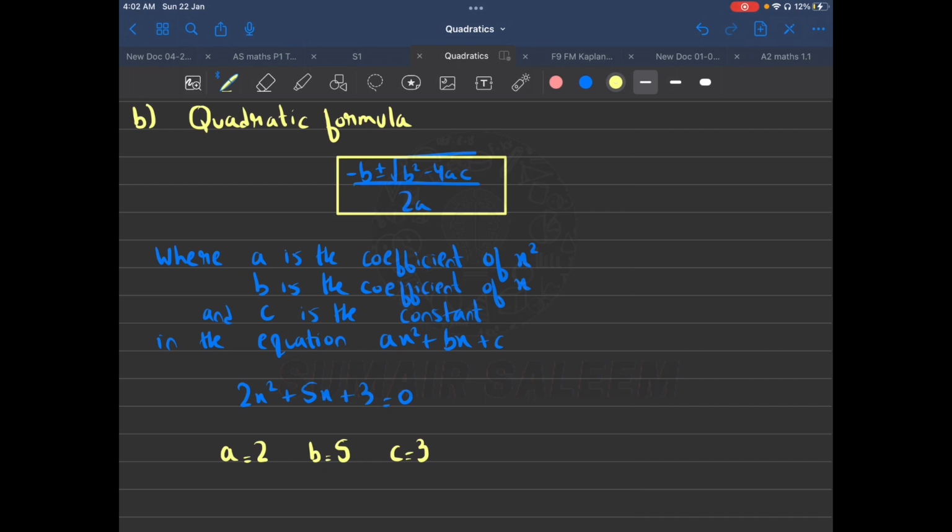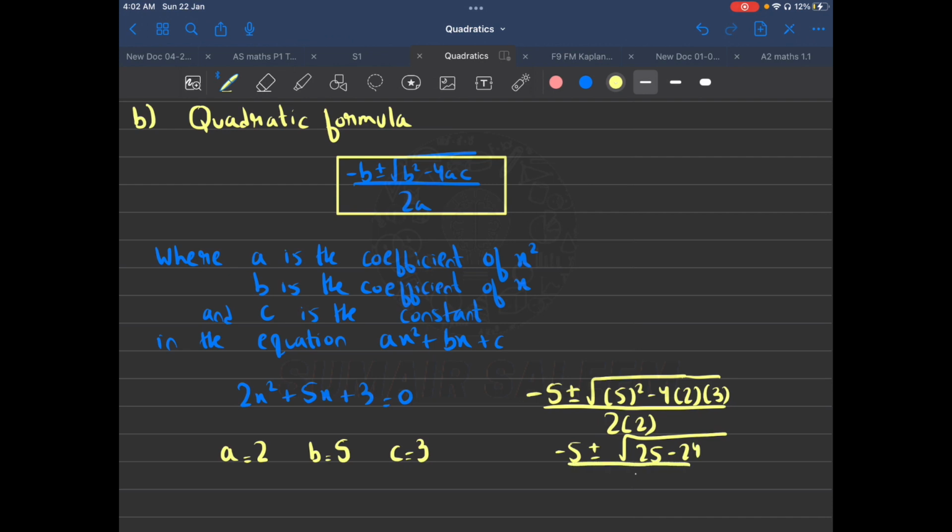Let's plug it into the formula. Minus 5 plus minus square root of 5 square minus 4 into 2 into 3, divided by 2 into 2. Got this? So it's going to be minus 5 plus minus square root of 25 minus 4 2s is 8, 8 3s is 24. 25 minus 24, divided by 4.